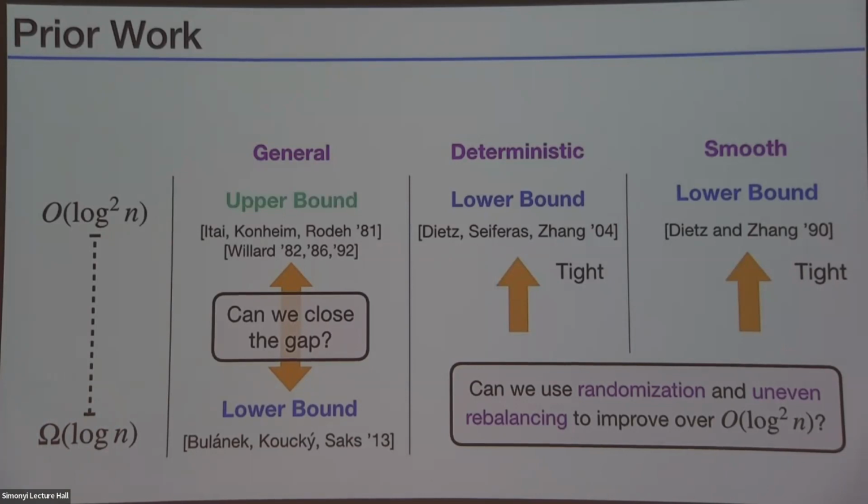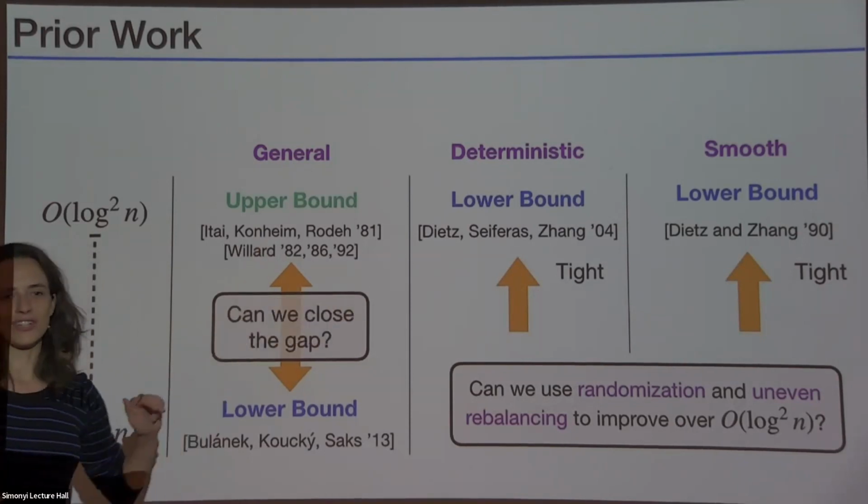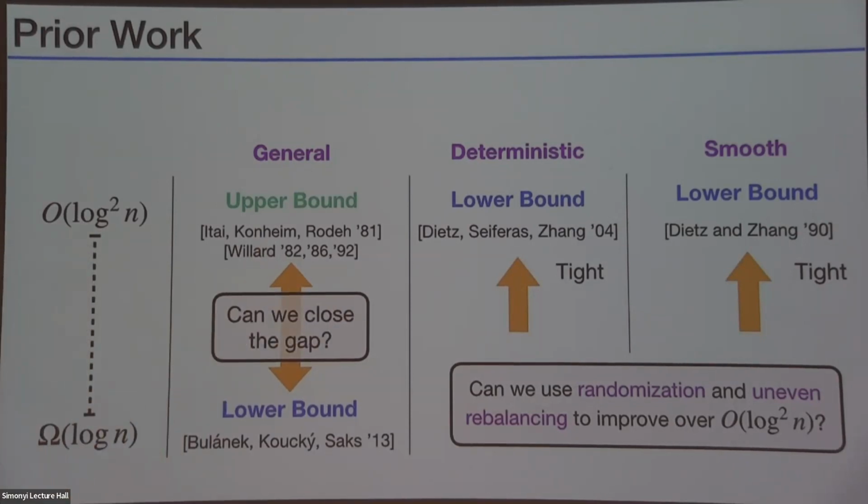Yes. Maybe just a quick question. Does the adversary see the random choices that you make? Oh, that's a great point. It turns out that this lower bound also holds for adaptive adversaries who can see what you're doing. Our only hope is for oblivious adversaries. So we're imagining that the adversary defines its whole entire sequence of insertions and deletions at the very beginning.